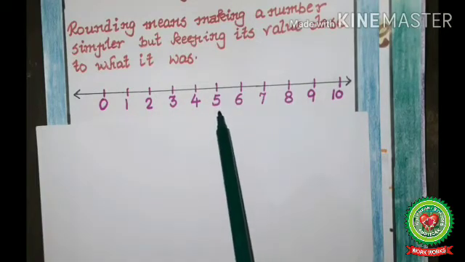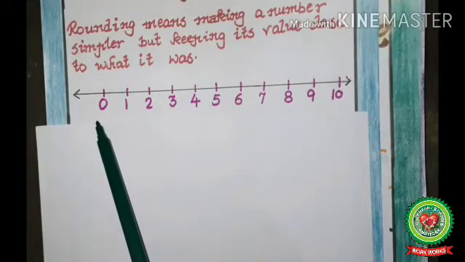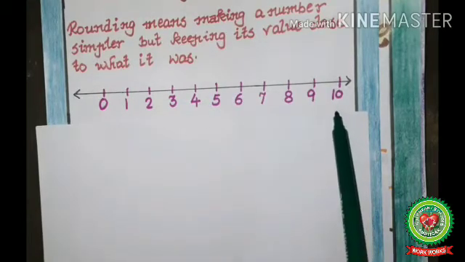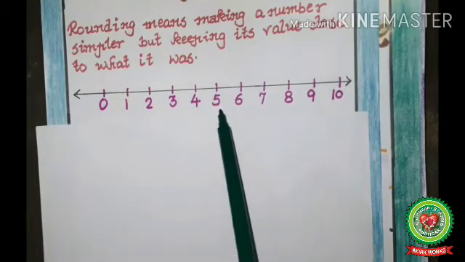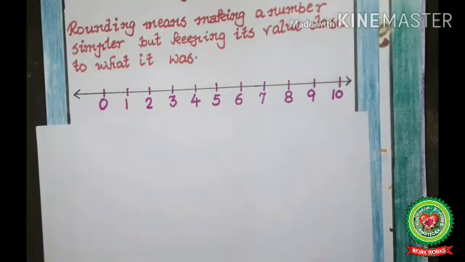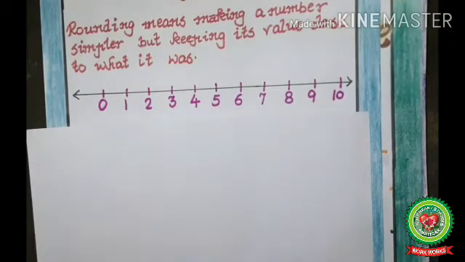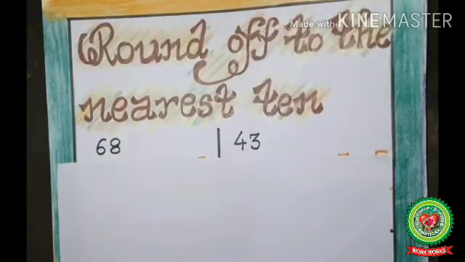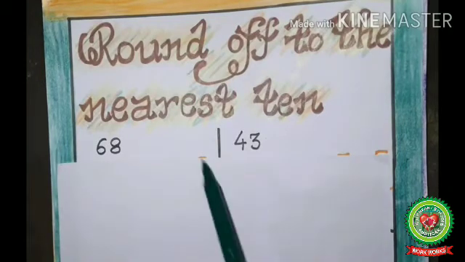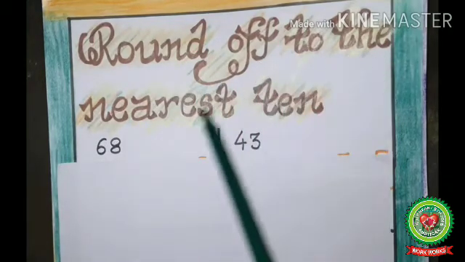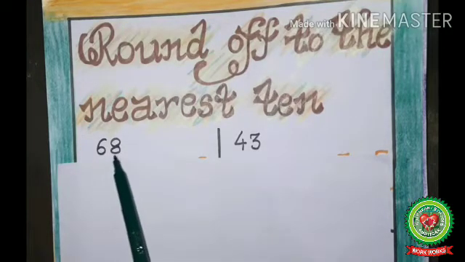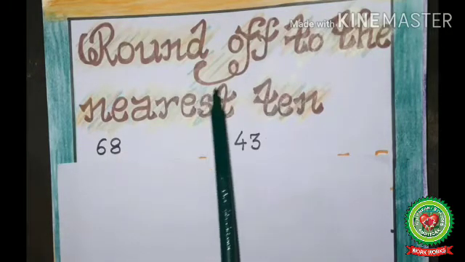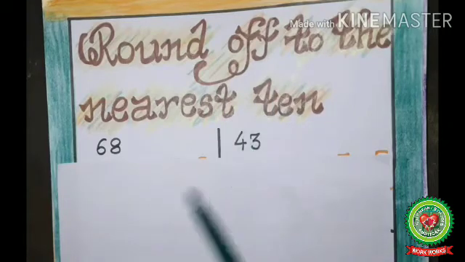Students, 5 is at equal distance from 0 and 10. But we always round off 5 as 10. Now, let's understand it with the help of examples. Round off to the nearest 10. Now, students, first statement is given 68. I have to round off to the nearest 10.